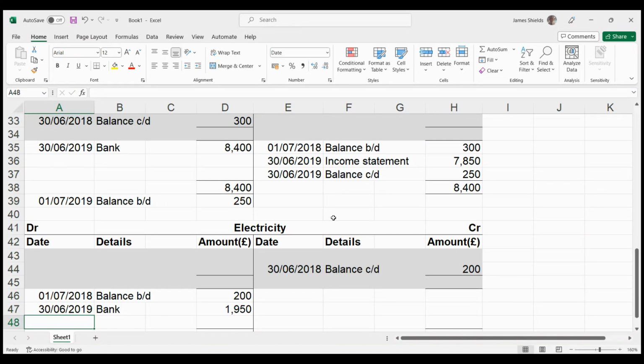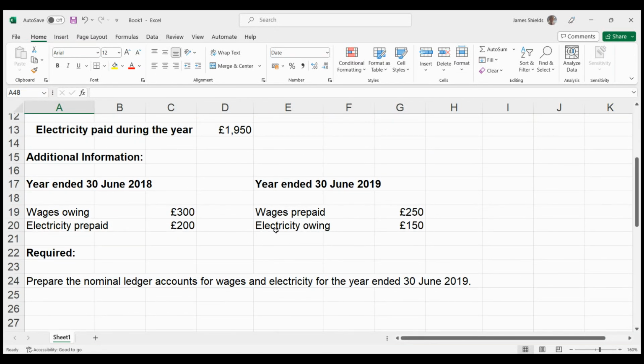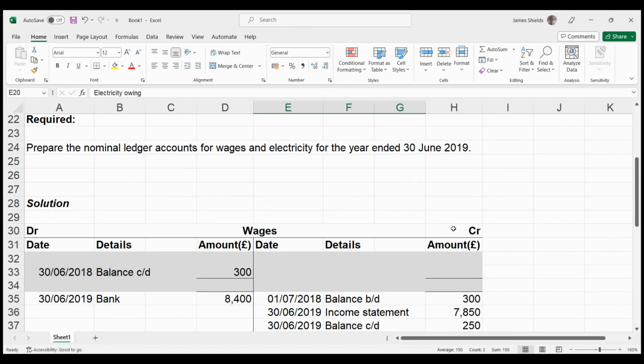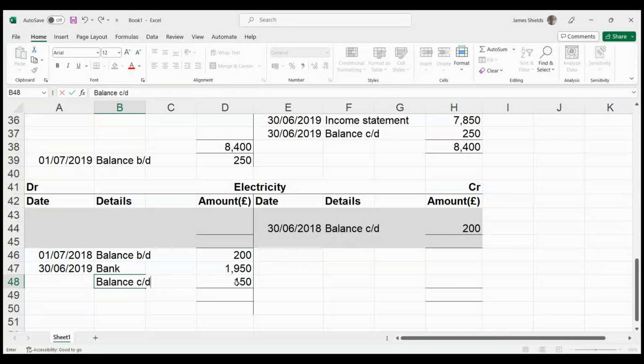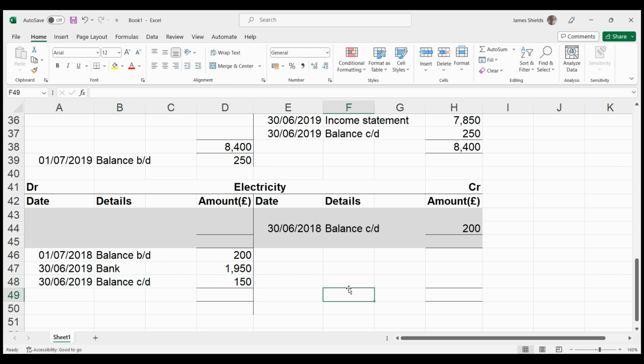Right, the final entry then for electricity from the information. At the end of the year, 30th of June 2019, you've got electricity owing of £150. So that means that's going to increase the amount for this year. So £150 is going to be on the debit side, so I want to increase the amount. And because it's owing at the end of the year, it's called balance carried down. So that's the 30th of June 2019. So that's all of our entries put together now in my T account.